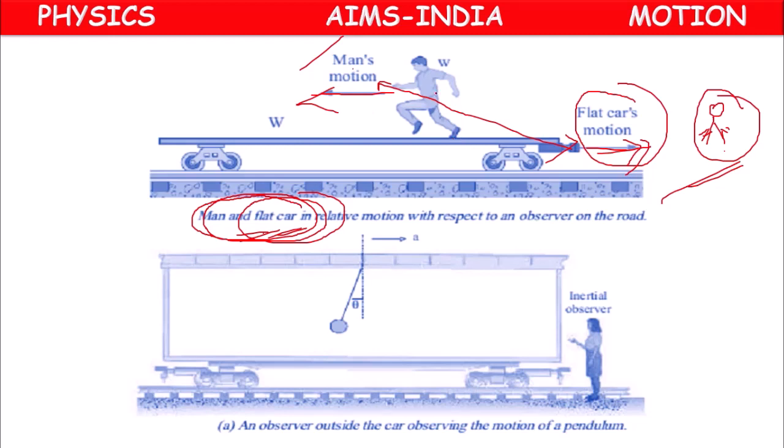Because the flat car is moving, after some time he might be here. The flat car is moving forward. So he will not only observe this flat car's motion. Along with that, he can also observe the relative motion of this flat car and the man.